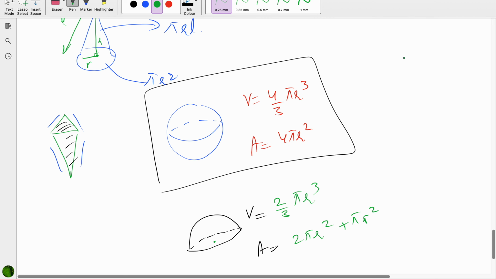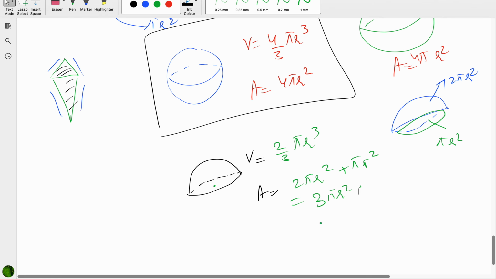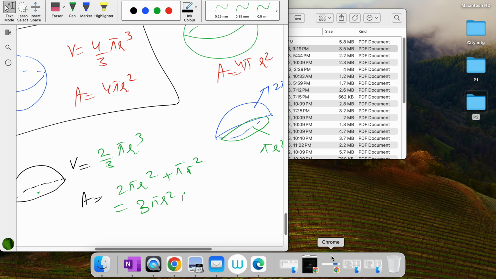But remember, if you have this apple and it is all red at the outside, so the area is 4 pi r square. But when you slice off this apple in half, you get half of the red area, which is 2 pi r square, and half of the white new surface, which is a circle of pi r square. So it becomes 3 pi r square ultimately. So whenever you're given different shapes, first analyze it and then write the formula.